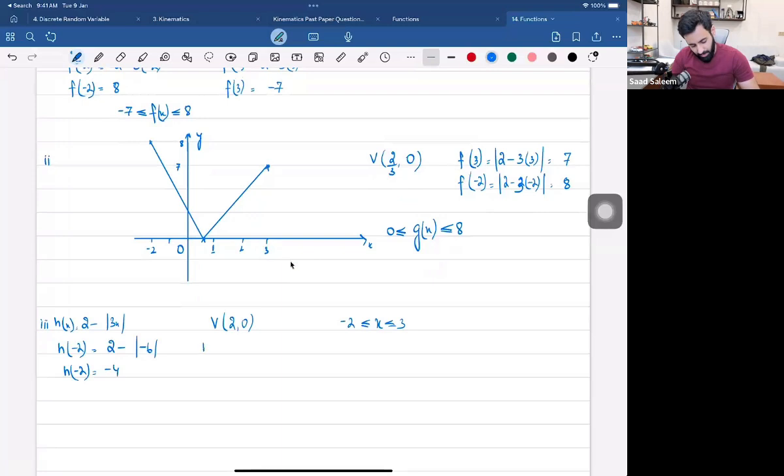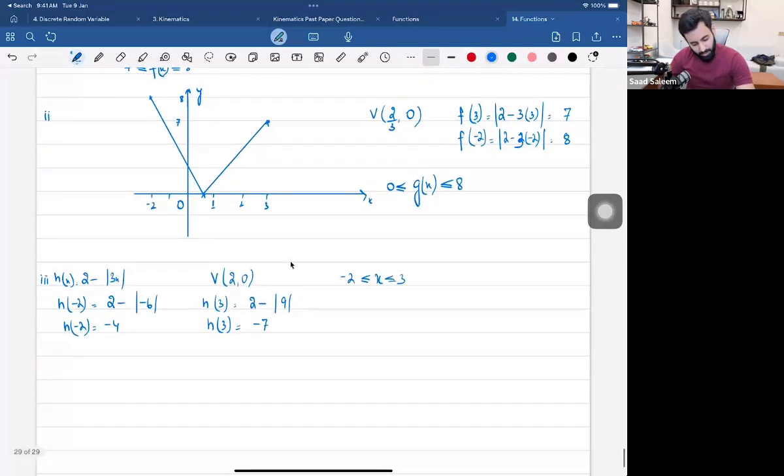-4. Then let's find out h of 3. That means 2 minus 3 times 3 is 9. So modulus of 9 is 9. 2 minus 9 is -7. Yeah, 0, 2. Sorry, 0, 2. You're right.